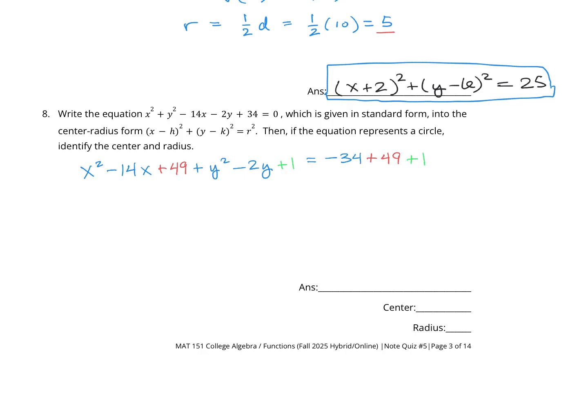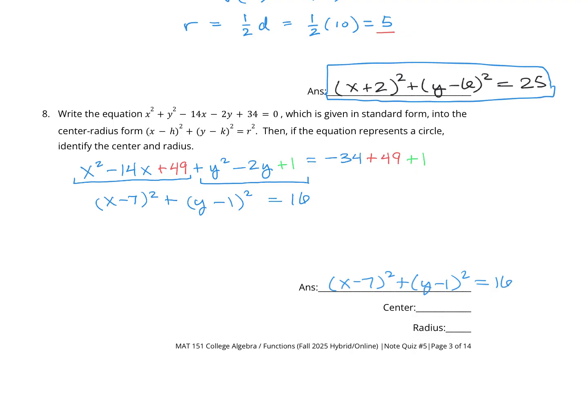We can now factor the first 3 as just x minus 7 squared. We can then factor the next 3 as y minus 1 squared. And then over there, if we take 49 and subtract 34, that makes it 15. And then 15 plus 1 makes 16. So we have x minus 7 squared plus y minus 1 squared equals 16 for our equation in standard form.